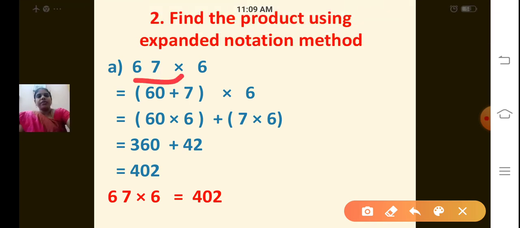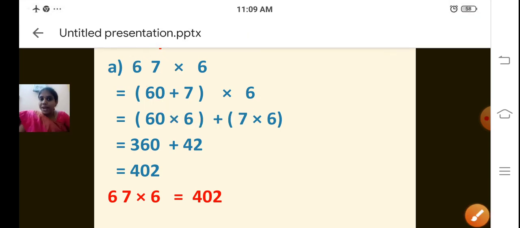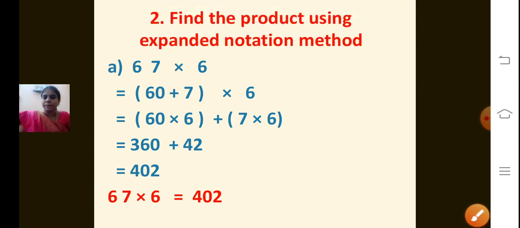So now what we are going to do? We're going to convert this into the expanded form. So 67 expanded form, you all know, right? So 60 plus 7, write it down. 60 plus 7 into 6. Next, 60 into 6, just split it out: 60 into 6 plus 7 into 6.